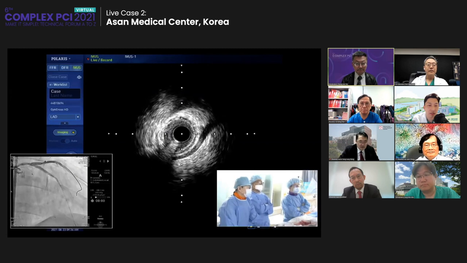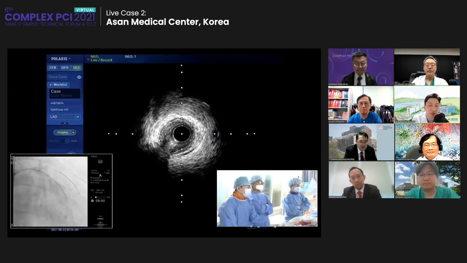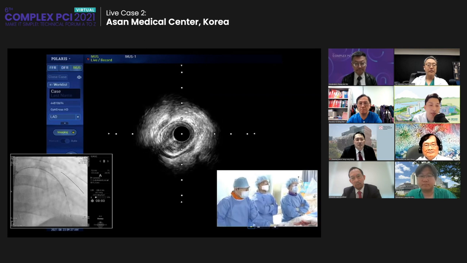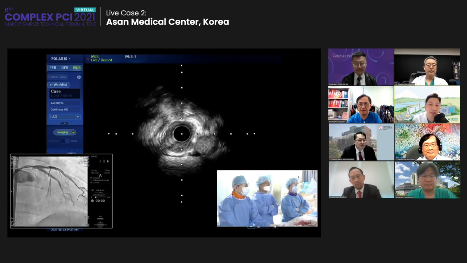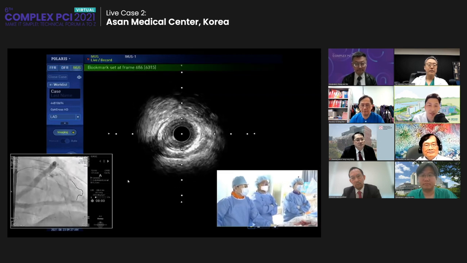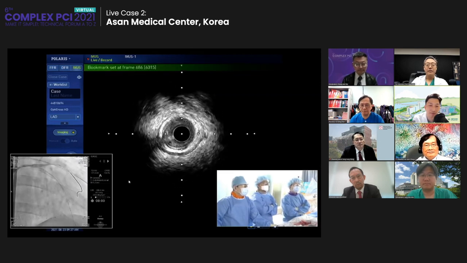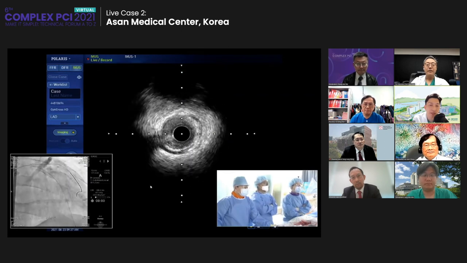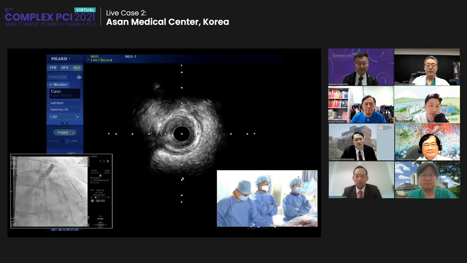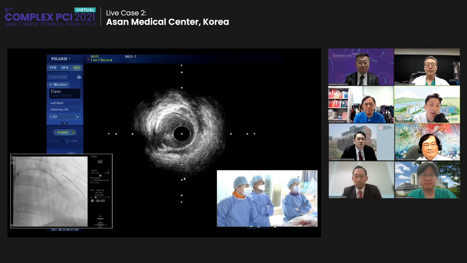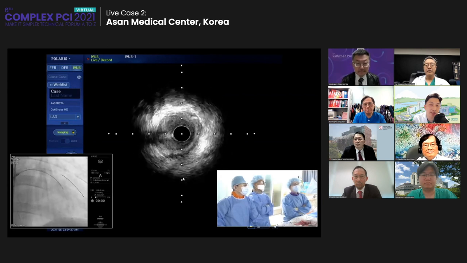Flow, please. Here's the flow, very diffuse. Related to the CTO and progression, I think, at the 4 o'clock. And still, there is diffuse disease. The lumen is very spastic. The size is less than 2. It's just distal to the stent. It was a much larger vessel last time.